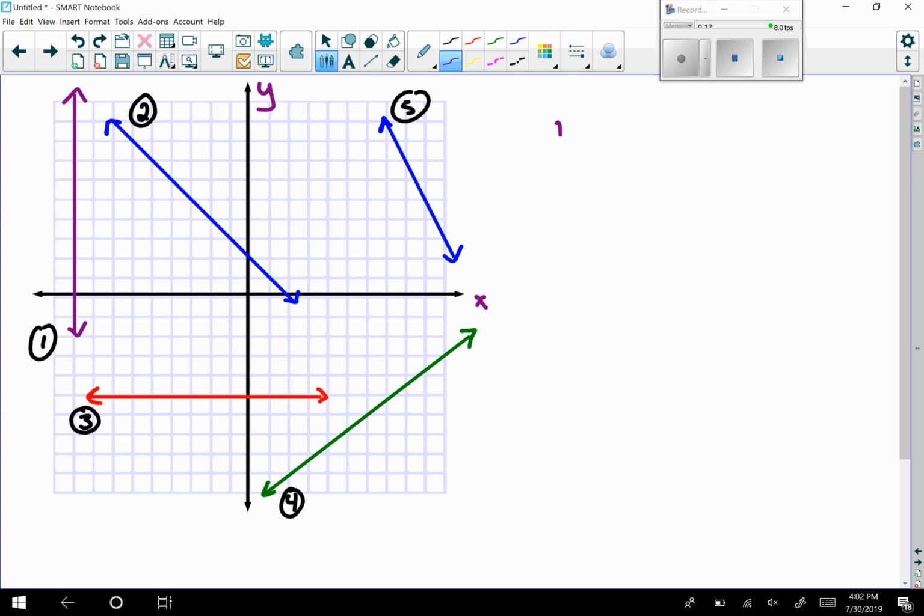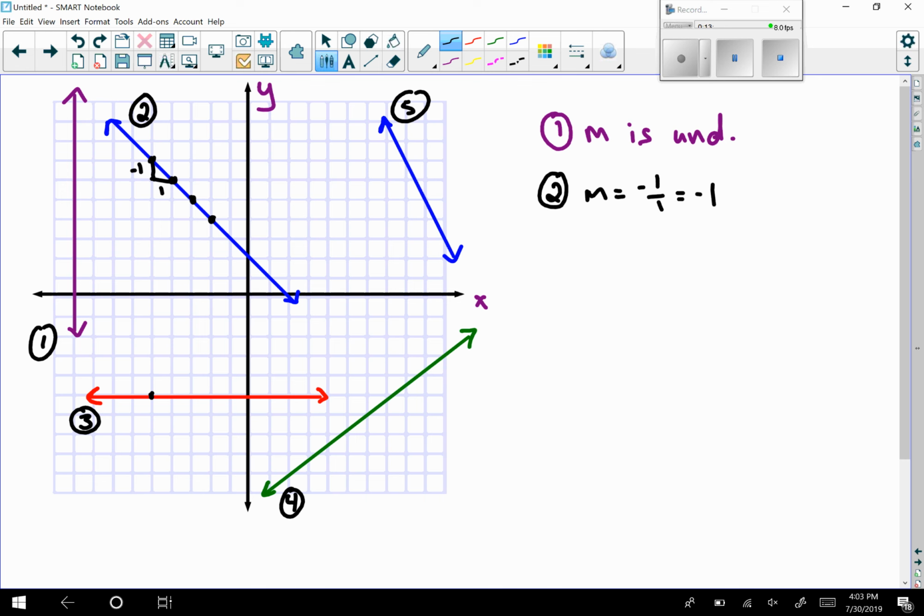So in number 1, if you said our slope is undefined, you are correct. It is a vertical line. For number 2, put some nice points here and started counting. It looks like we can count down 1. So our rise would be a -1 and then 1 to the right. So our slope is going to be a -1/1, which is just a -1.